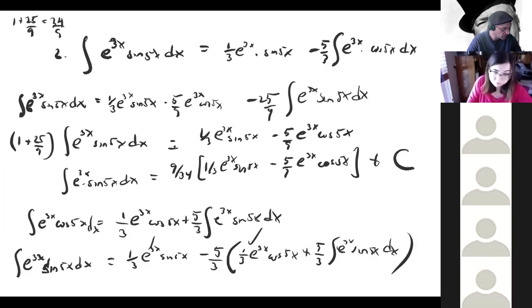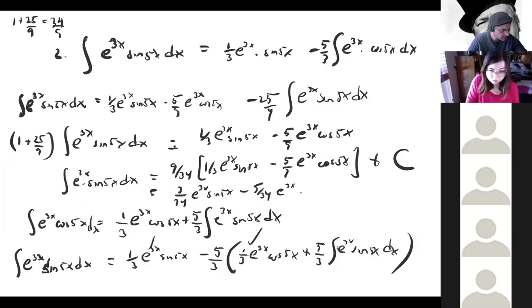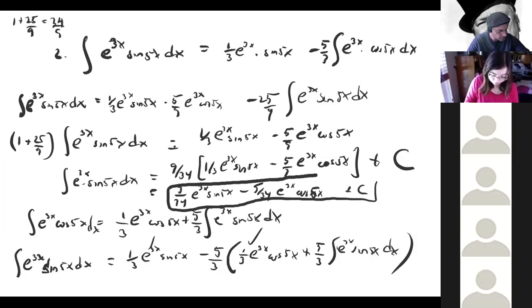Plus c. Okay, so now there's some simplification, which one really ought to do here, because the 1/3 and the 9/34 builds for you cancels to be 3/34 times e to the 3x sine 5x minus, it looks like 5/34 e to the 3x cosine of 5x. Okay, and then there's a plus c to deal with. Okay, so this is the final answer to the problem.